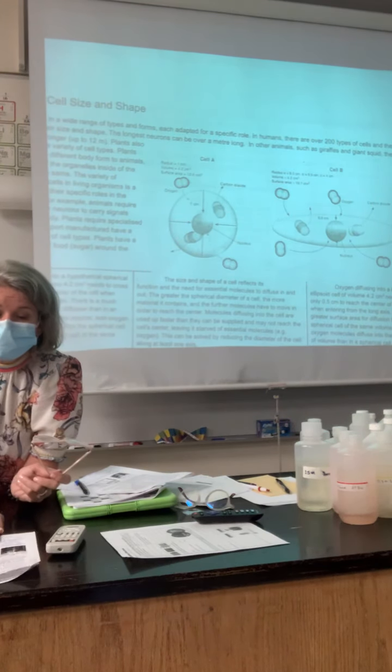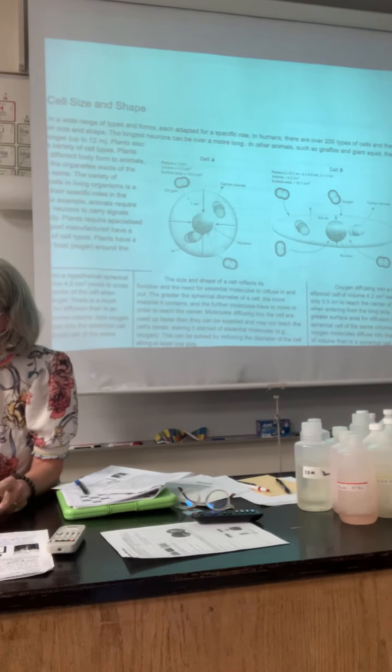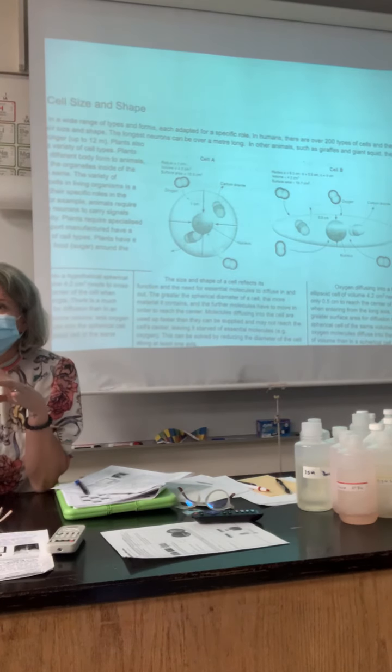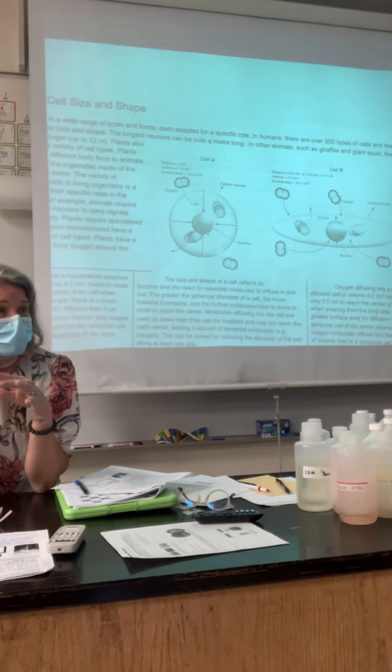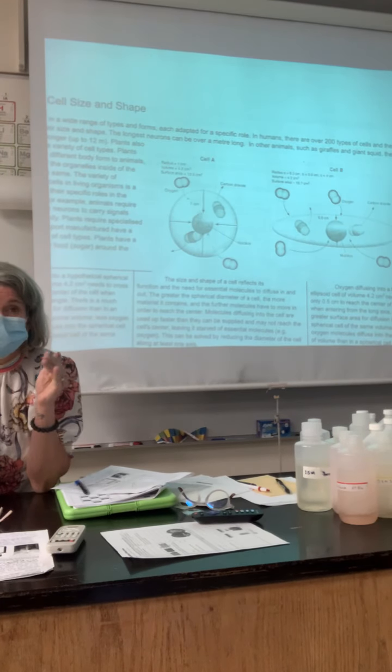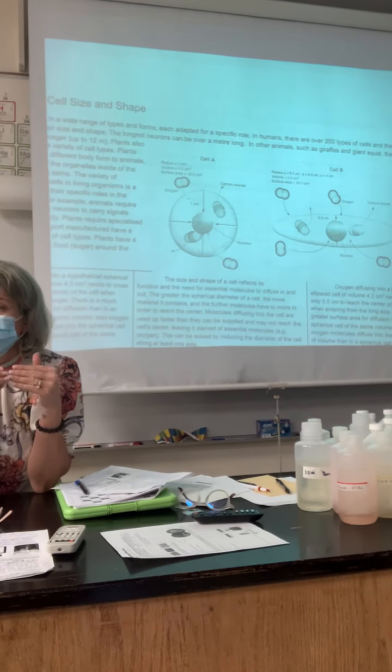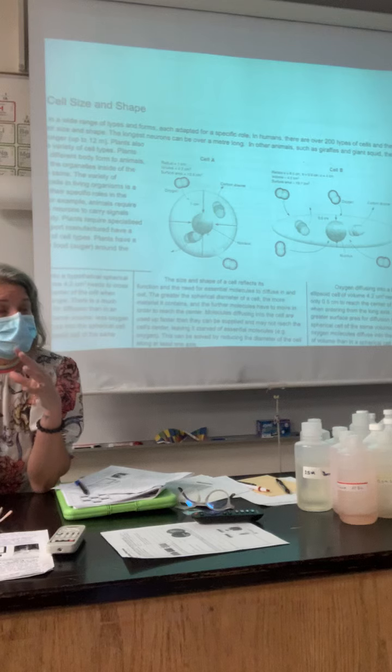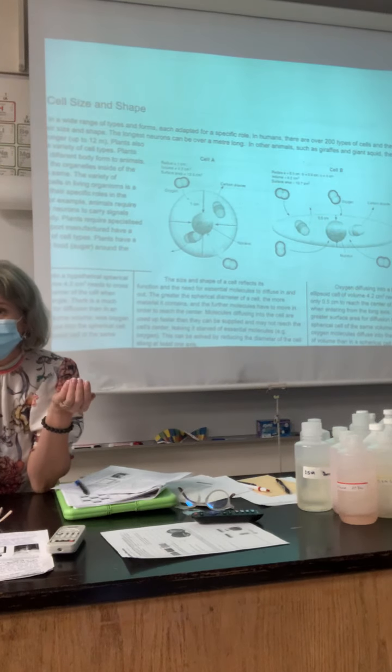So do you guys remember when we did this lab? This lab had those clear jelly-like cubes that were different sizes. And then we soaked them in that red phenolphthalein. And we let the material diffuse into the cell. And then we measured the depth of diffusion, okay? Why did we do that? We did that to help illustrate the surface to volume ratio, okay?